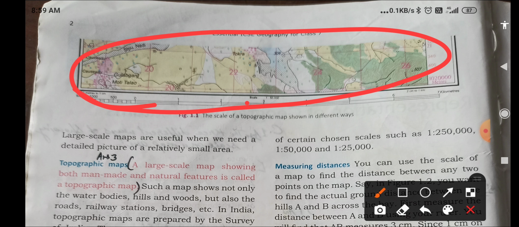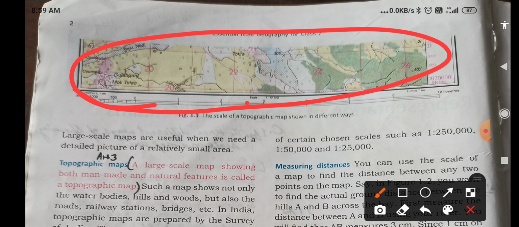Again, these maps are drawn using a certain chosen scale. It can be in the form of RF, it can be in the form of bar scale, or it can be in the form of a statement. So you can choose any scale, like 1:50,000, 1:25,000, 1:250,000. Any scale you can choose, according to the chosen area.